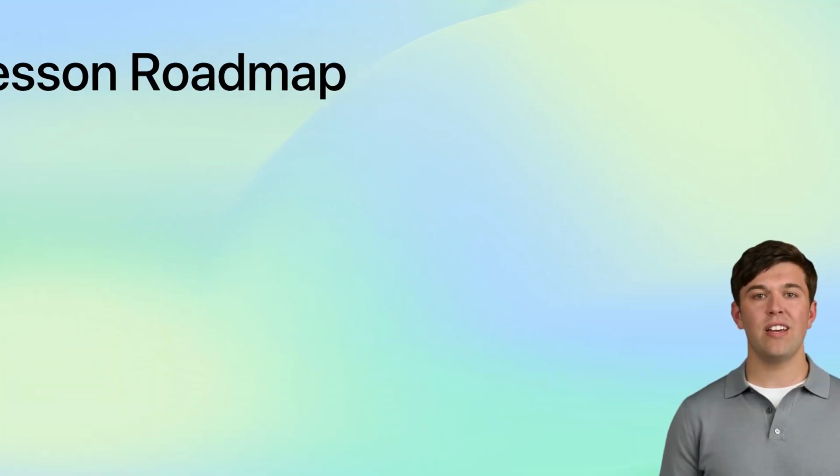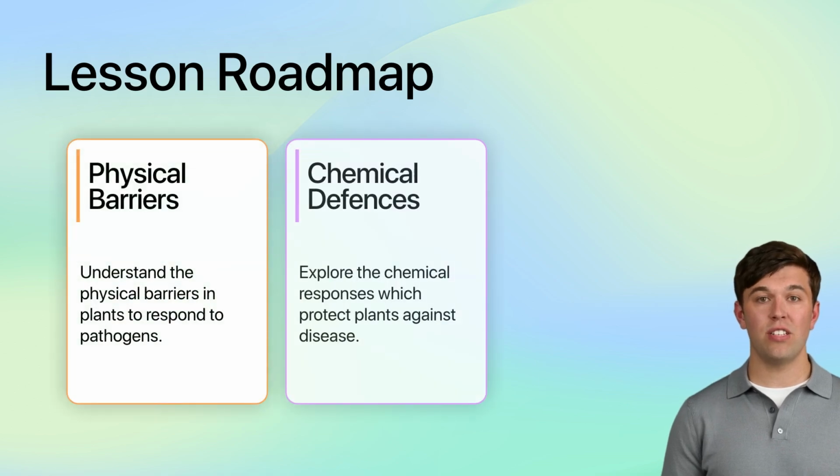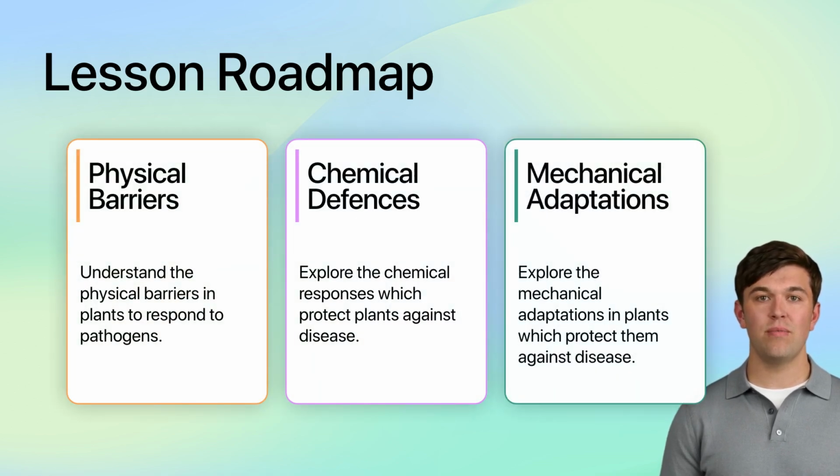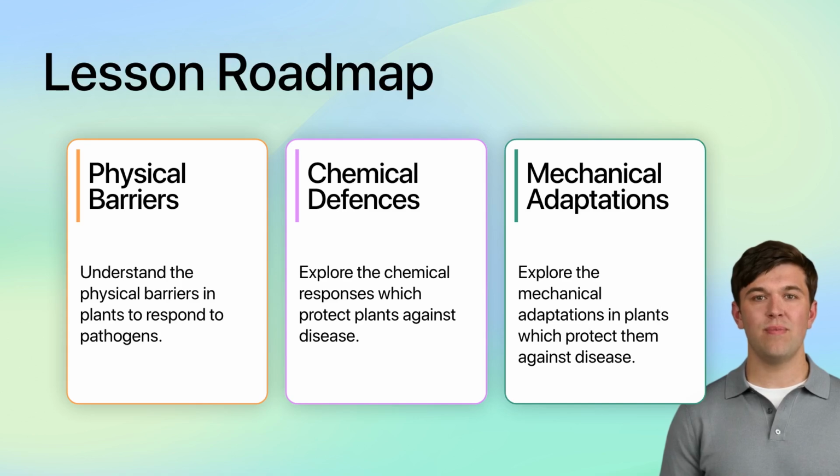In our lesson today, we will discuss the three main types of plant defense mechanisms: physical barriers, chemical defenses, and mechanical adaptations. We will delve into specific examples of each type of defense and understand their significance in safeguarding plants from pathogens and herbivores.